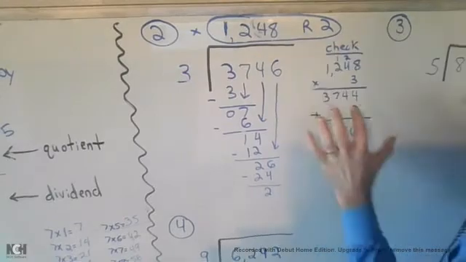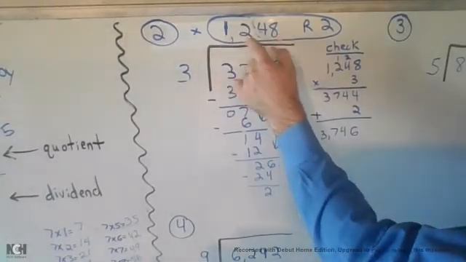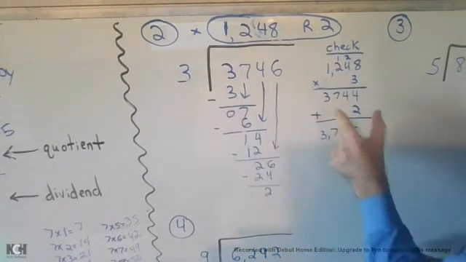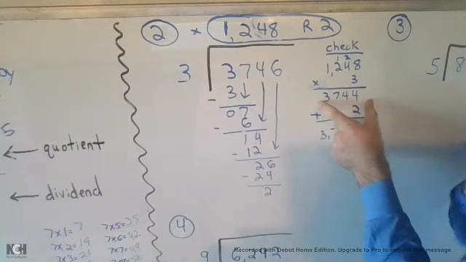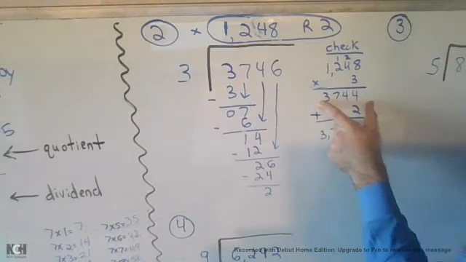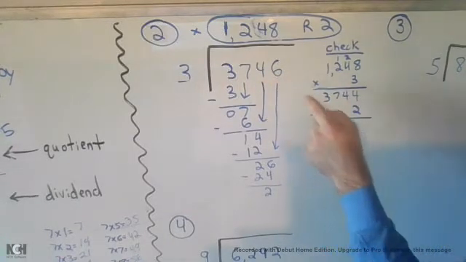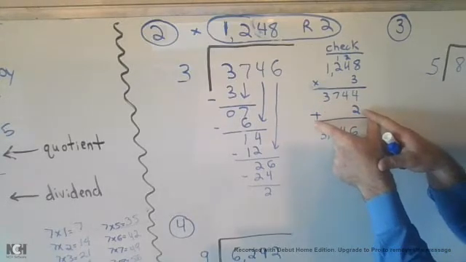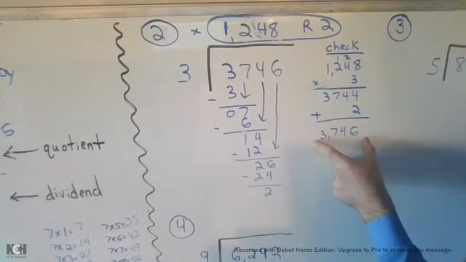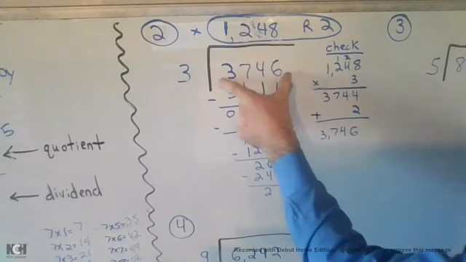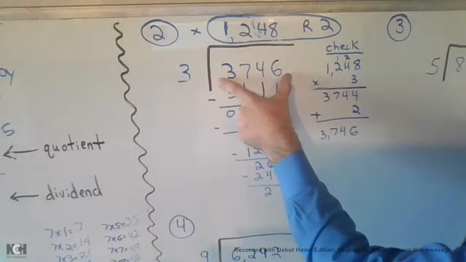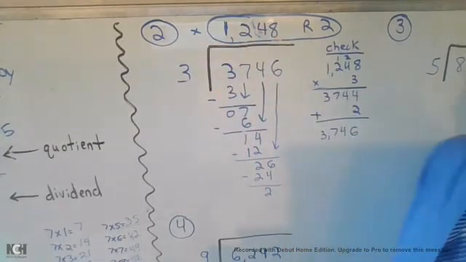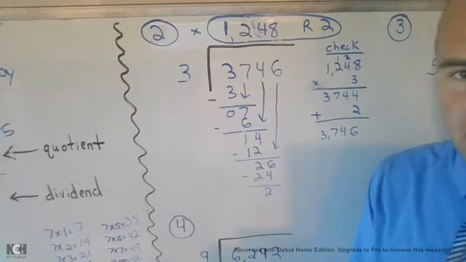Now, I also checked myself here. I took the 1,248, times it by my divisor of 3. When I did that, I didn't get exactly this number over here yet. I didn't get 3,746 yet. I got 3,744. But now I add my remainder, and I'll get 3,746, which was the dividend I started off with. So that's how I also am confident that this answer of 1,248, remainder 2, is correct. Let's move on to number 3.